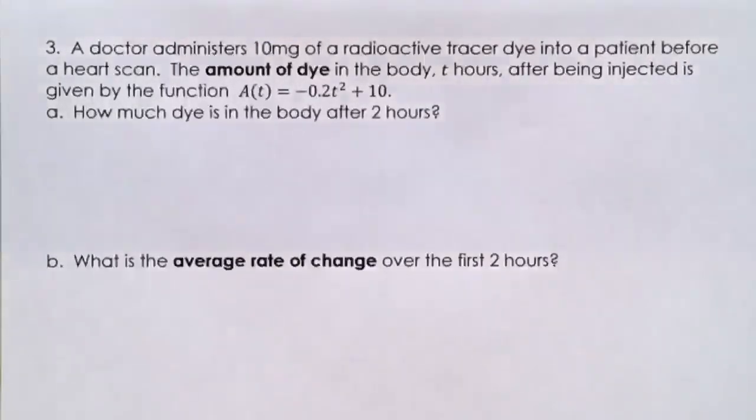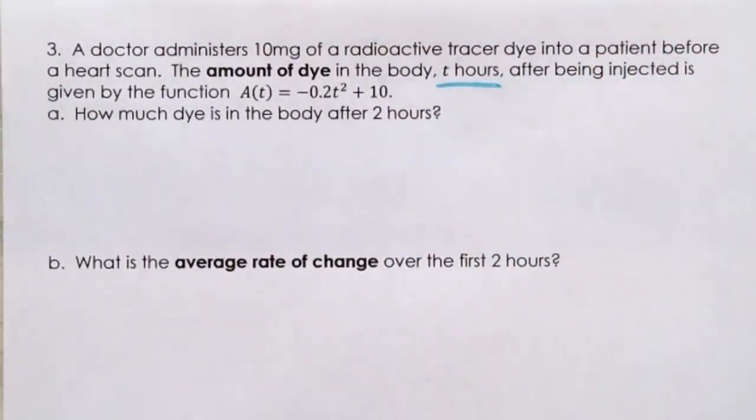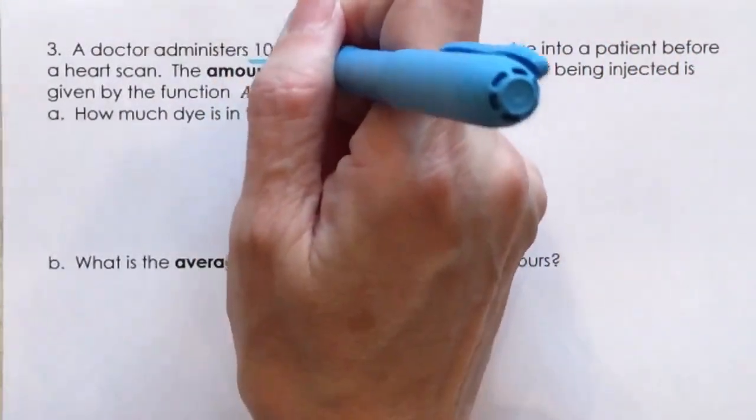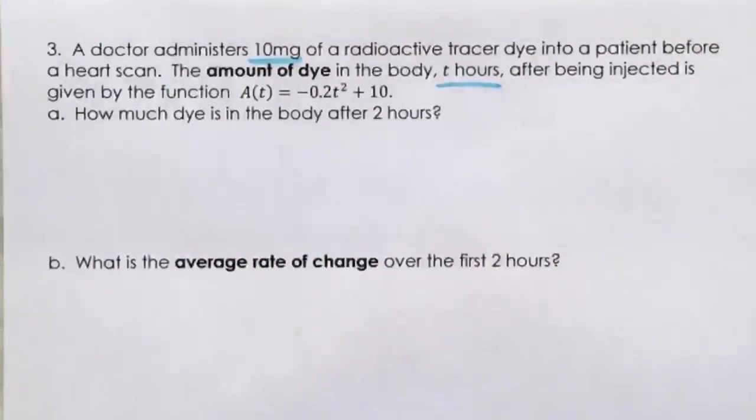A doctor administers 10 milligrams of a radioactive tracer dye into a patient before a heart scan. The amount of dye in the body, t hours, okay, so those are our units of time is hours, and our units of amount is milligrams, after being injected is given by the function A(t) = -0.2t² + 10. So how much dye is in the body after 2 hours?